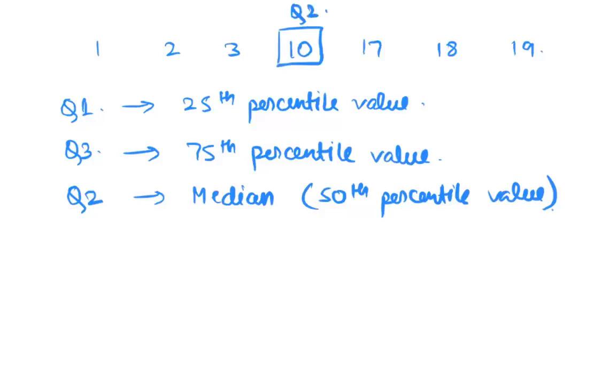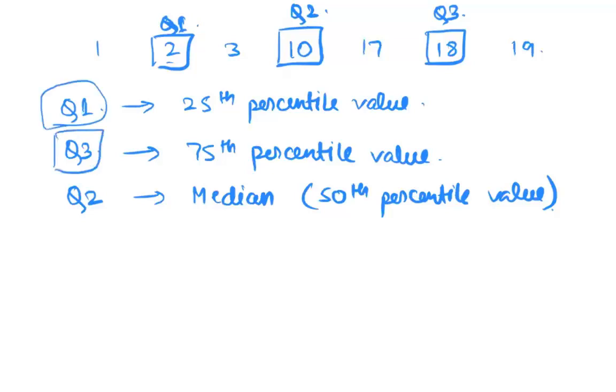Now, how to find Q1 and Q3? To find Q3, you go over to the right side and compute the median of the right side. So the right side is 17, 18 and 19. So 3 data points, which means that the median will be this one. So this becomes your Q3. You then come to the left, do the same thing. This one becomes your Q1. This is how we compute the 25th and the 75th percentile values, which get called quantile 1 and quantile 3. Quantile 2 we already know.